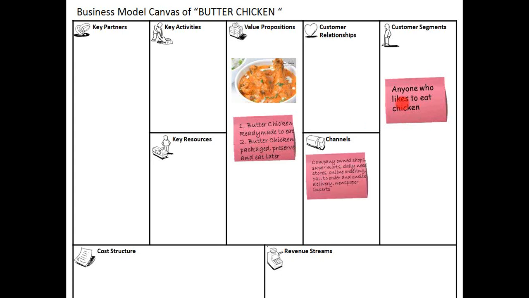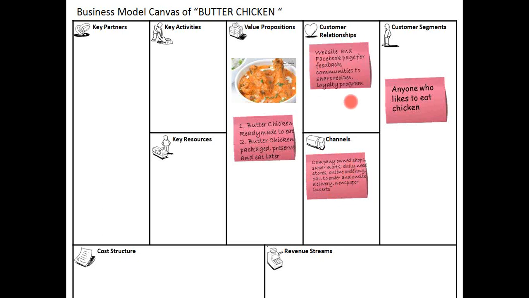What are the channels? I could probably have some shops of my own. I could go to supermarkets and have packets of my ready-to-eat butter chicken. I could look at daily need stores, or what we call kiranas. I could look at online ordering. I could have a website where you could go and order and I could deliver it to you, or I could have a call center. Or I could have it done as a part of on-site deliveries or newspaper inserts. So there are multiple categories of channels available to me to sell my product across to a customer.